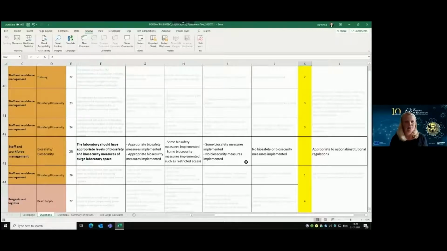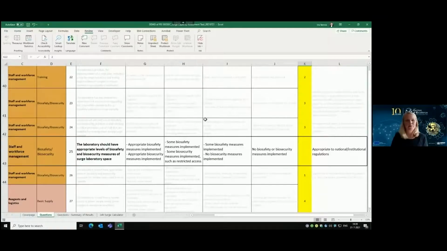Yeah, and I see from the note to the assessor that it needs to be appropriate to national institutional regulations. So we're depending on the national picture as well for the score to some extent. Yes, indeed. Okay, well, we've run for 2 minutes. I think I'll close it now and share the results.